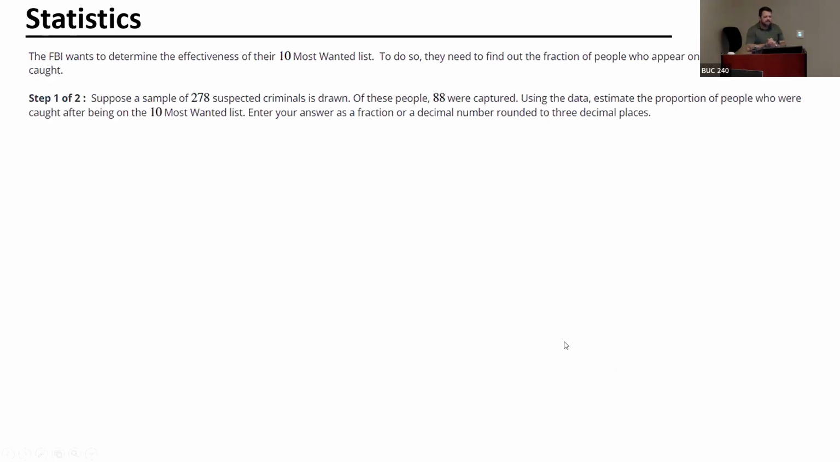All right. The FBI wants to determine the effectiveness of their 10 most wanted list. They need to find out the fraction of people who appear on the list that are actually caught. Step 1 of 2. Suppose a sample of 278 suspected criminals is drawn. Of these people, 88 were captured. Using the data, estimate the proportion of people who were caught after being on the 10 most wanted list. Round your answer as a fraction or decimal number to 3 decimal places.